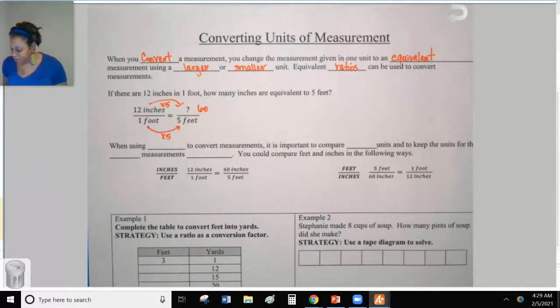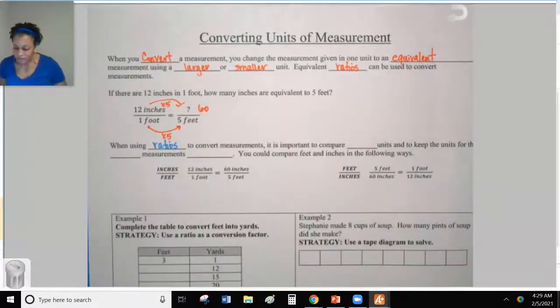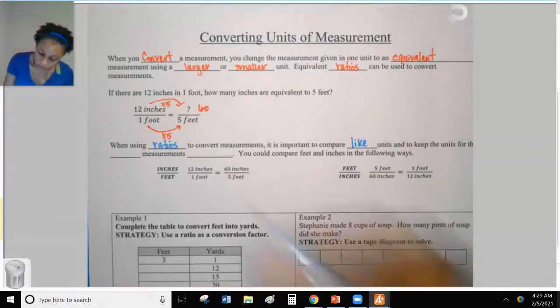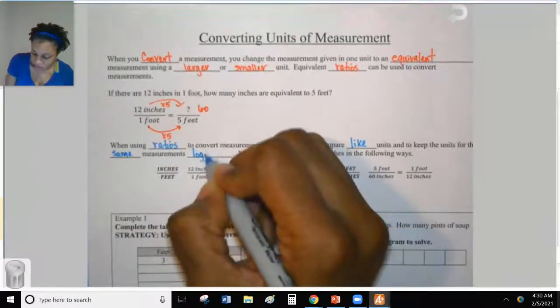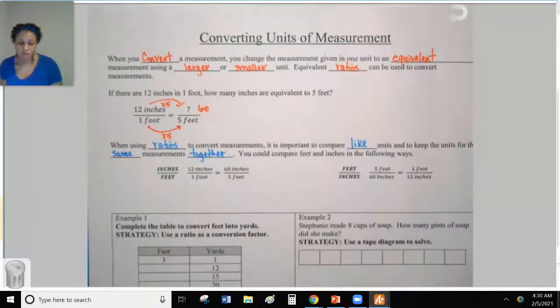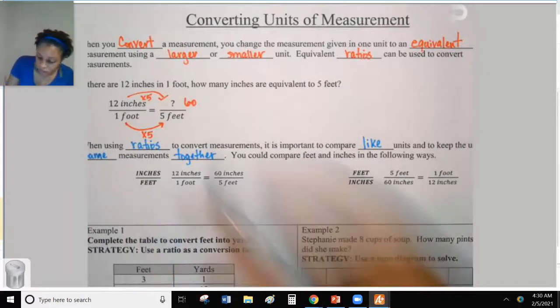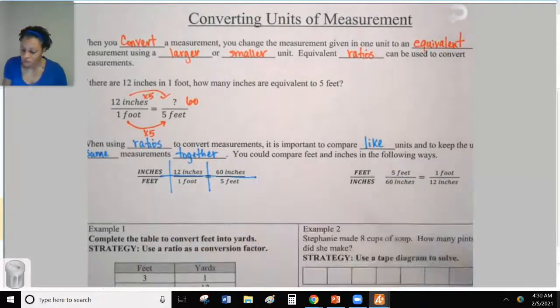So when using ratios to convert measurements, it is important to compare like units. You want to compare things that are alike and to keep the units for the same measurement together. You want to keep them together. So here are 2 examples of how we could compare our units of inches and feet. So here, the way this is set up is this is an H chart, right? We've been using H charts.